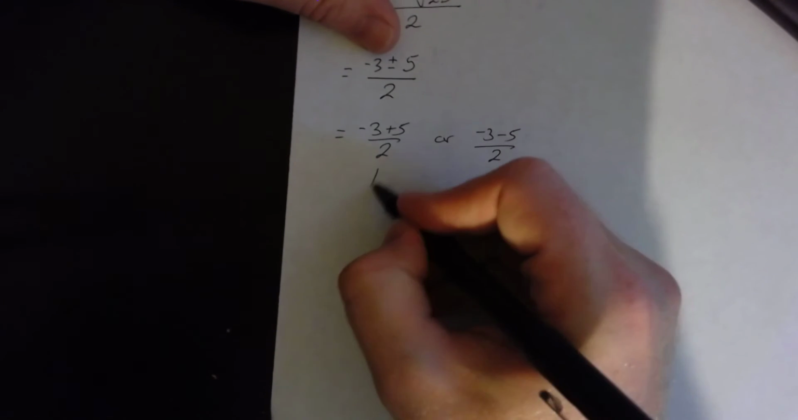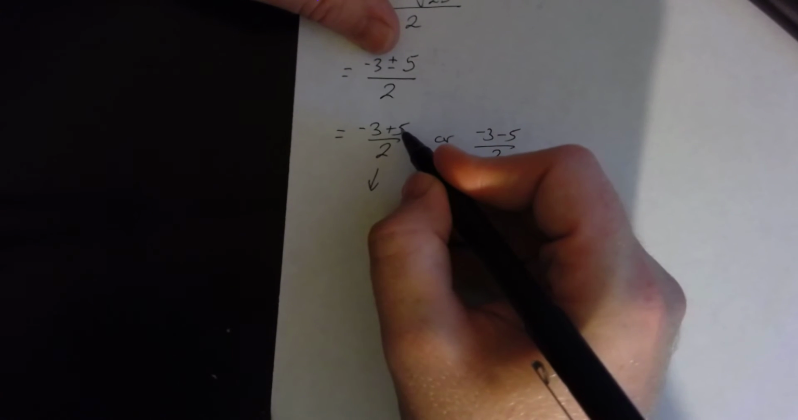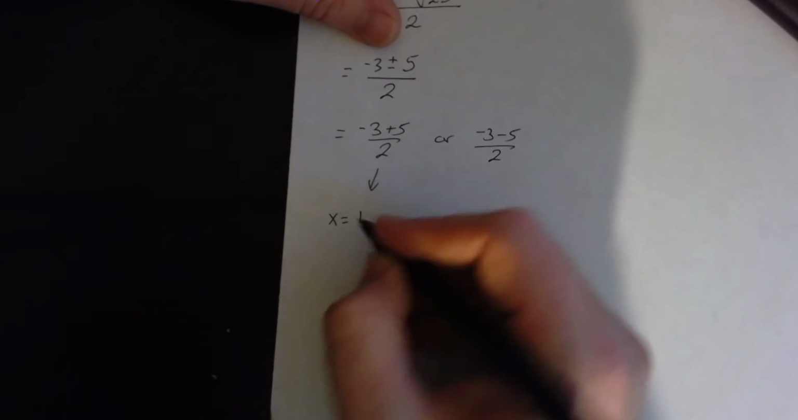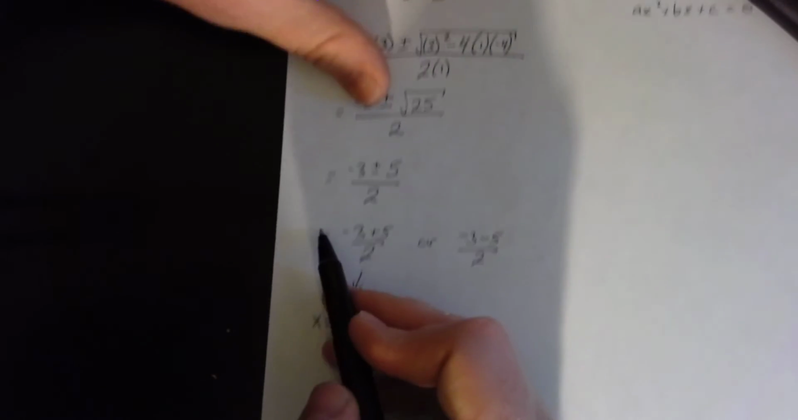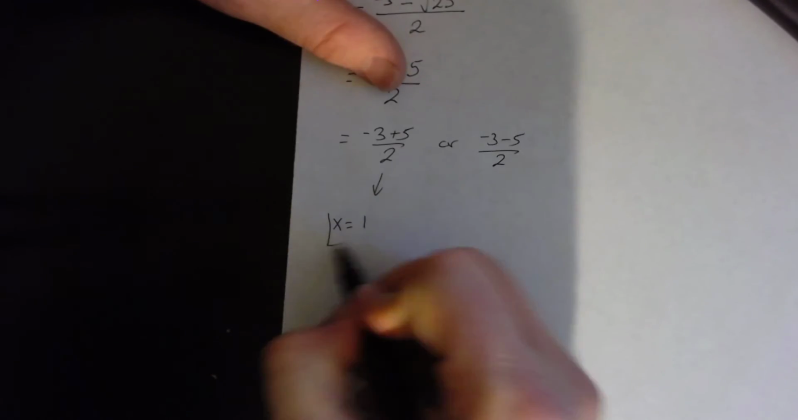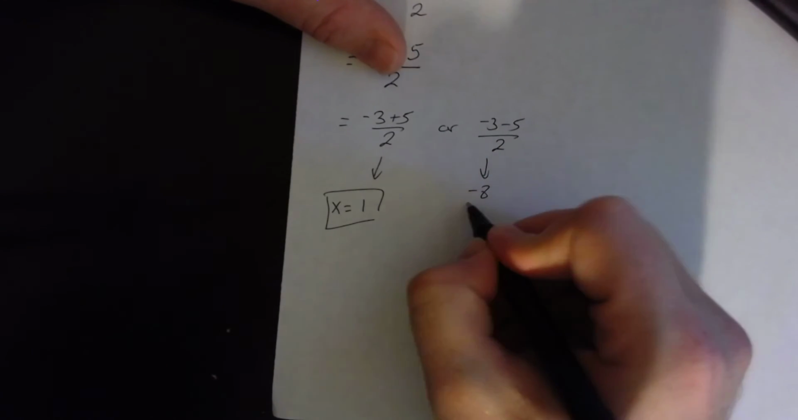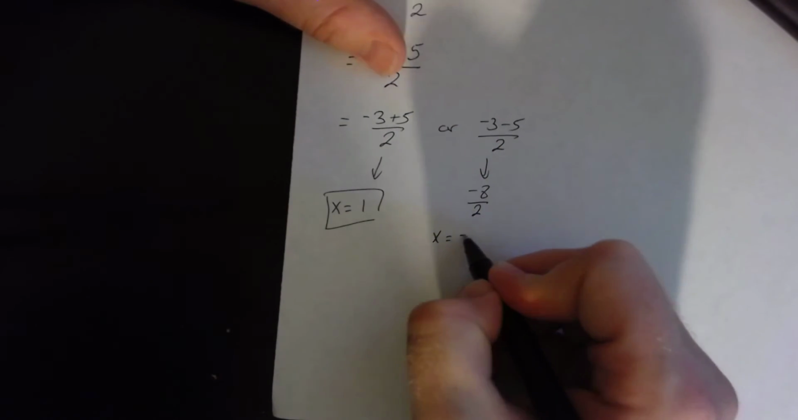So, this one is negative 3 plus 5, which gives you 2 divided by 2, which provides you with x equals 1. And don't forget that you're solving this equation, so this x should technically be written down for all of these cases. There's your first solution. Your second case is negative 3 minus 5, which is negative 8 divided by 2, which is x equals negative 4.